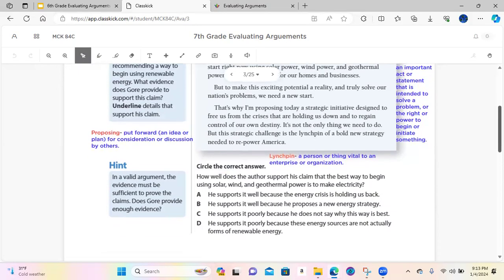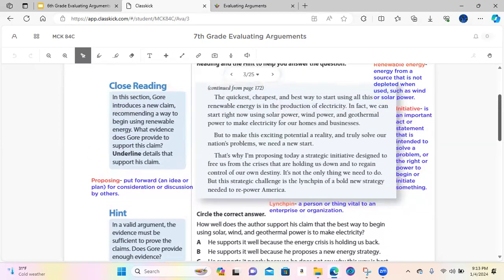So, we have a multiple choice question. How well does the author support his claim that the best way to begin using solar, wind, and geothermal power is to make electricity? So let's go back to the text.